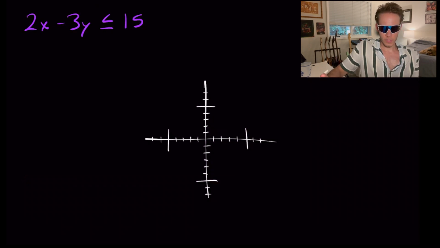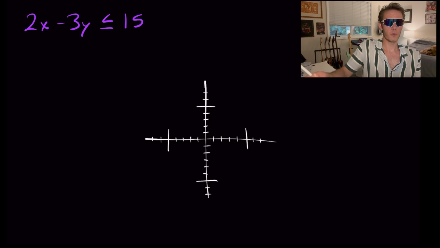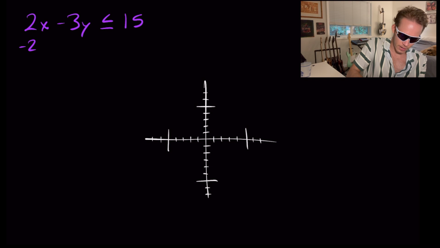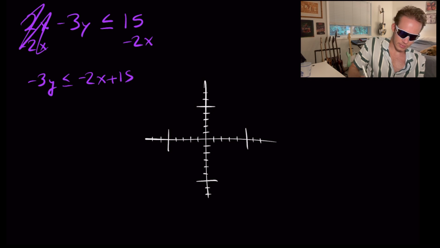Okay, for this one, we can do it a couple different ways. You can use intercepts to plot your line, or you can convert this to slope-intercept form. So let's do that. Let's convert it to slope-intercept form. So what I'm going to do is move some stuff around. I'm going to subtract 2x from both sides. That will go away. So we'll have negative 3y is less than negative 2x plus 15. Then I'm going to divide everything by negative 3.